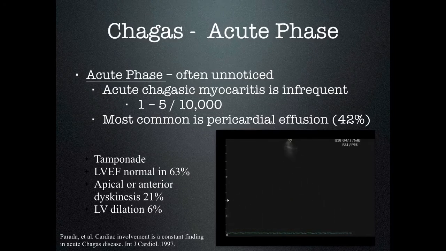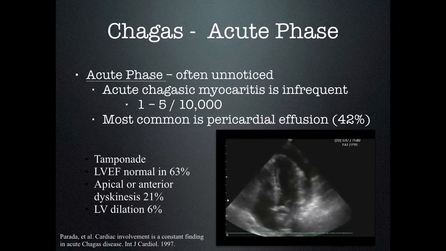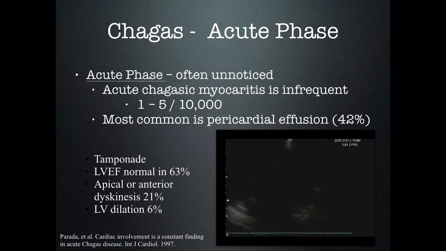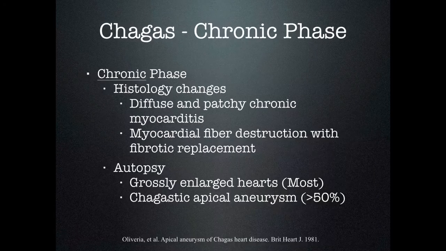So ultrasound can be used in the acute phase when somebody comes in and they're quite ill. The most common thing you're going to find is a pericardial effusion, and you need to evaluate for pericardial tamponade. In the chronic phase, ultrasound is more important.